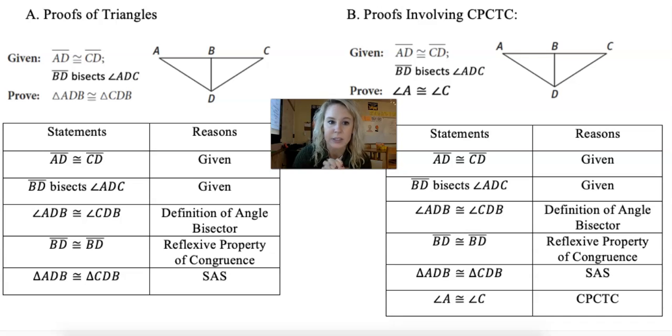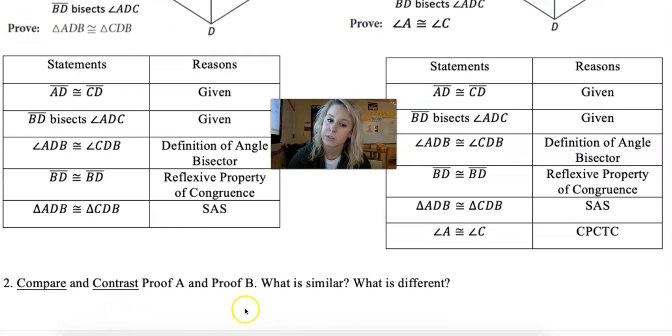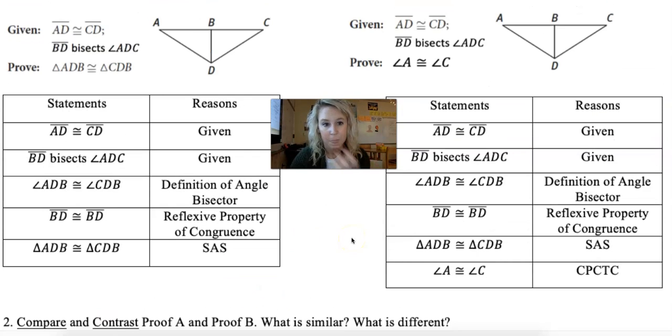So what I want you to do is look at the proof on the left, which is what we did last week. And I want you to look at the proof on the right, which is what we're learning today. And I want you to compare and contrast and jot some stuff down. So what is similar? What is different? If you want to circle some things and be like, this is similar, this is different, go for it. If you want to highlight some things, if you want to draw some arrows, but ultimately write a few sentences down. What's the same? What's different? What do you notice? Okay, press pause and then we'll discuss.